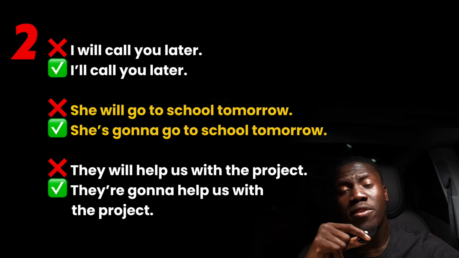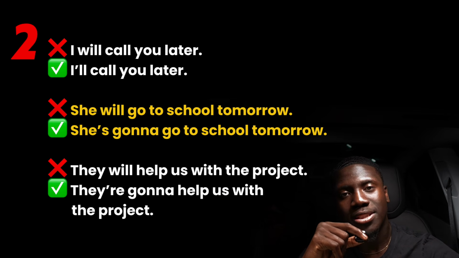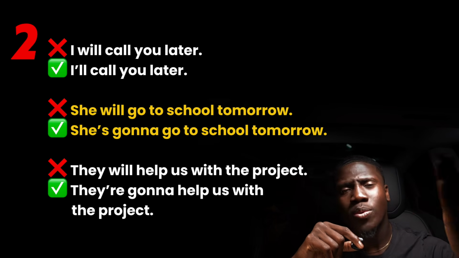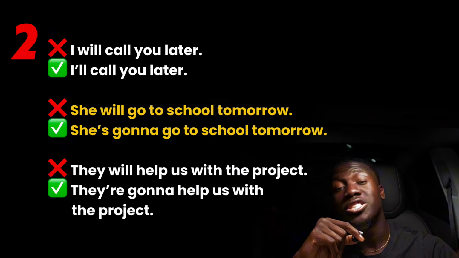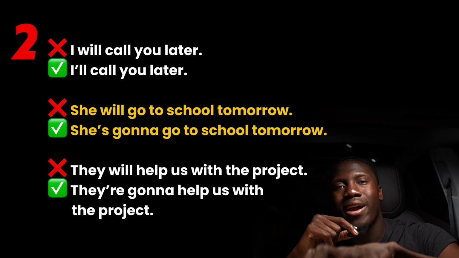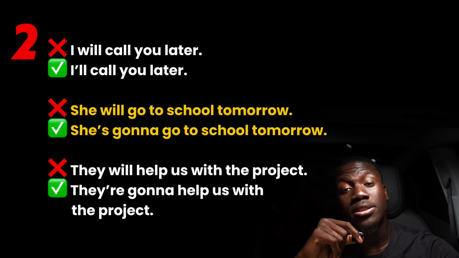Like I've previously stated in my previous videos, when it comes to the American English accent, the majority of the time, instead of saying going to, it becomes gonna. Going to becomes gonna. So you need to always keep that at the back of your mind. So instead of saying, she will go to school tomorrow, say, she's gonna go to school tomorrow. We are extracting the word will out of the sentence. Let's take a look at one more.